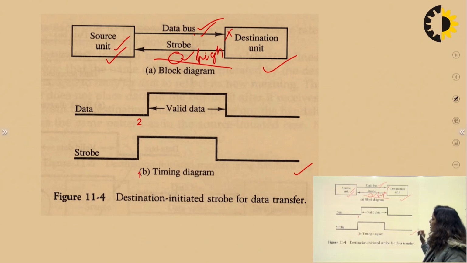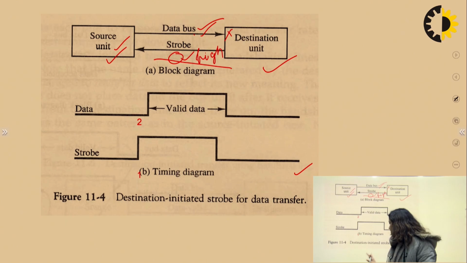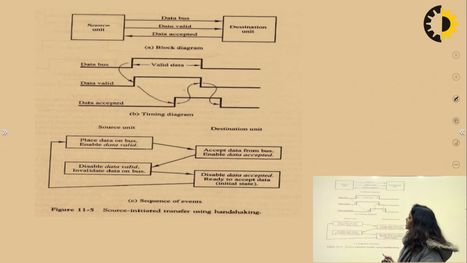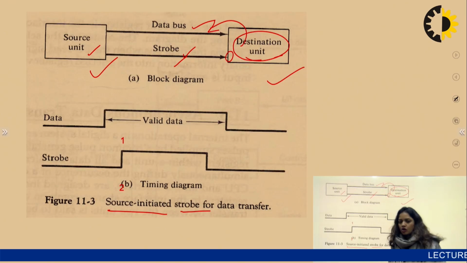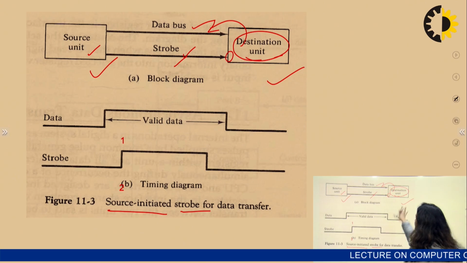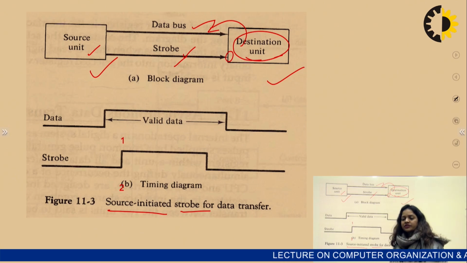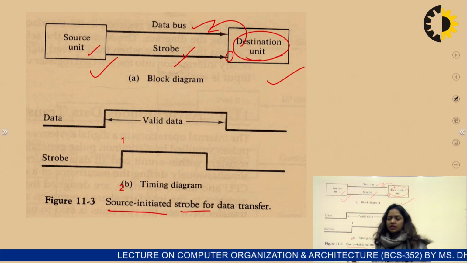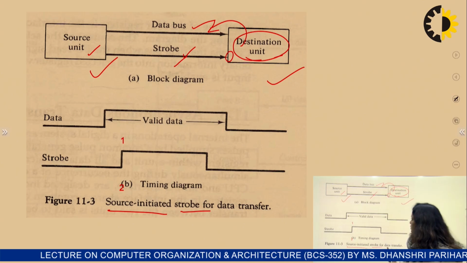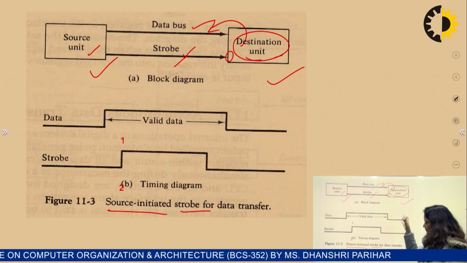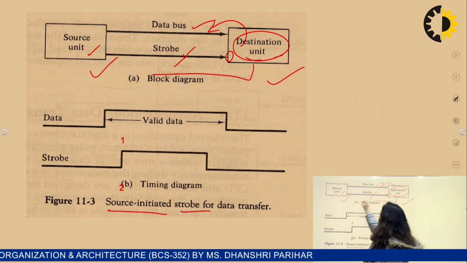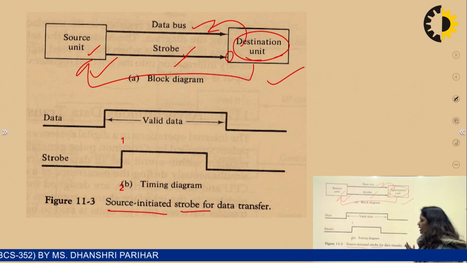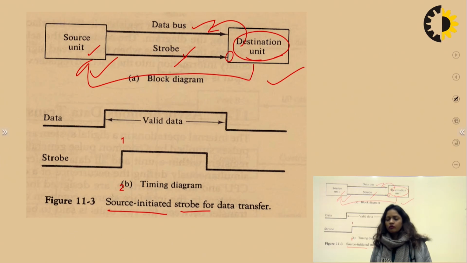And this is the timing diagram for it. So it is destination initiated strobe for data transmission. But this strobing has a drawback. What is the drawback? There is no way for the destination unit to tell the source unit to stop the data transmission. There is no kind of acknowledgement from the destination unit to the source unit saying that it is not ready to receive the data, or that it does not want any data transmission.